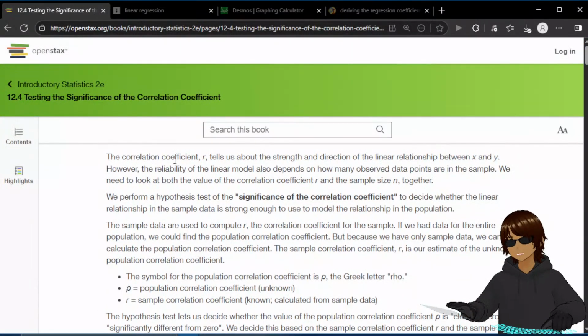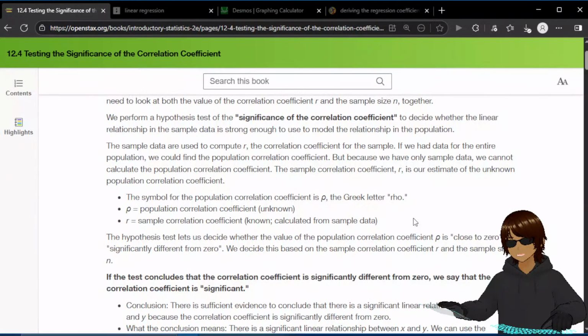The correlation coefficient R tells us about the strength and direction of the linear relationship between X and Y. However, the reliability of the linear model also depends on how many observed data points are in the sample. We need to take a look at both the value of the correlation coefficient R and the sample size N together. We perform a hypothesis test of the significance of the correlation coefficient to decide whether the linear relationship in the sample data is strong enough to use to model the relationship in the population.